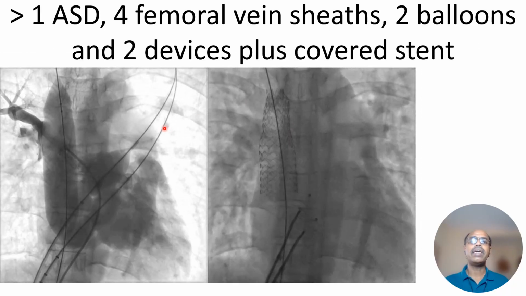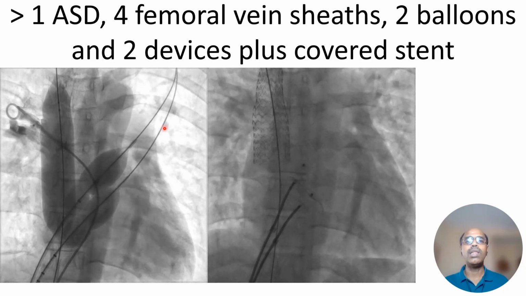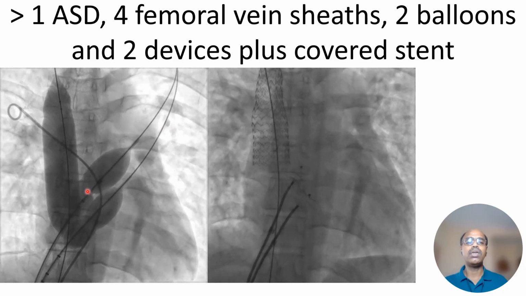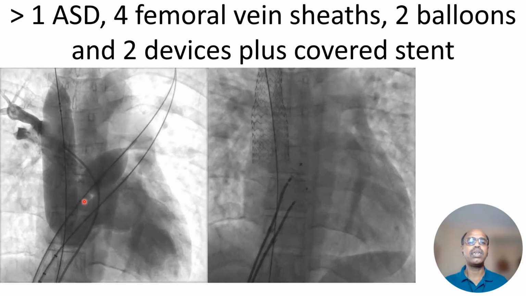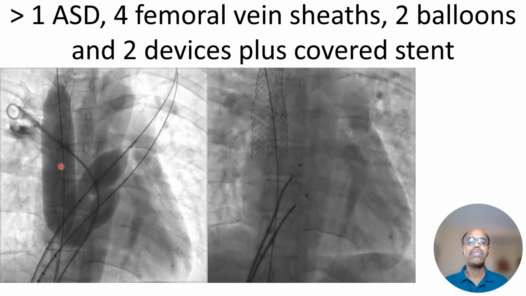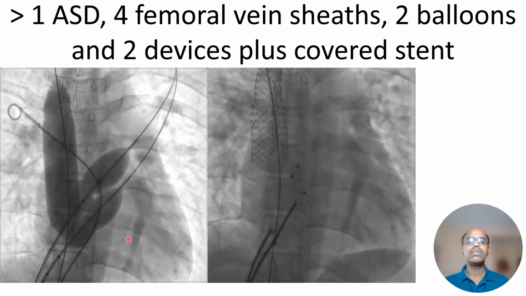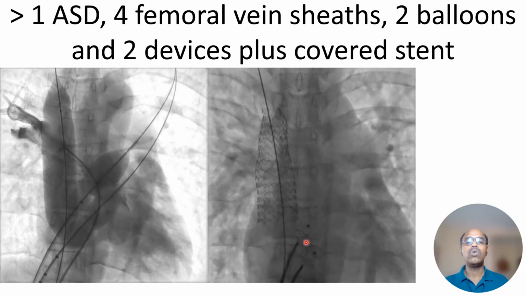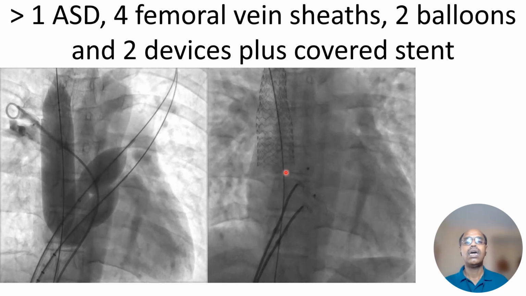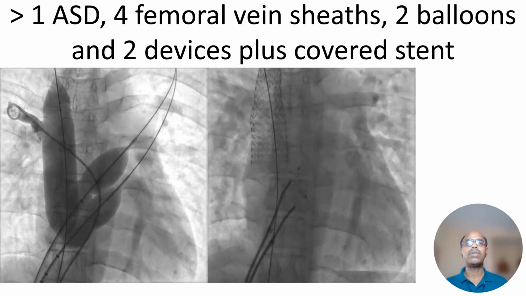Sometimes if there are multiple ASDs, do the same thing for all the ASDs. So this is a superior secundum ASD, this is an inferior secundum ASD and a sinus venosus defect. So these are two balloons. So you're positioning two devices and a long covered stent. The same principle.